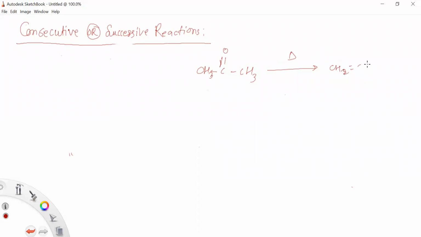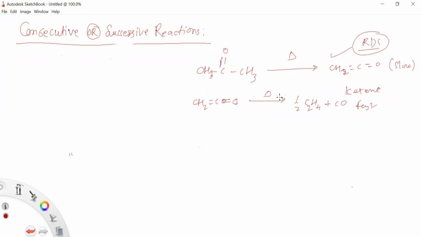Ketene is a very unstable molecule. This process is very slow, and this unstable ketene again decomposes in the presence of thermal conditions into ethene plus carbon monoxide, and this is a very fast process. So out of these two processes, this one is the RDS, the rate determining step, and on the basis of this we can calculate the overall rate or the velocity of the reaction.